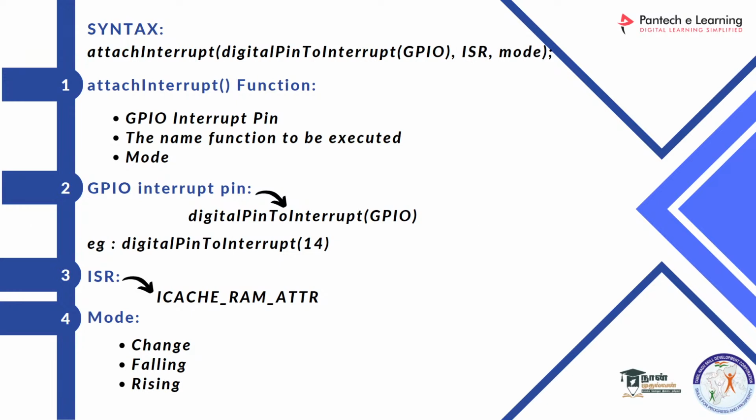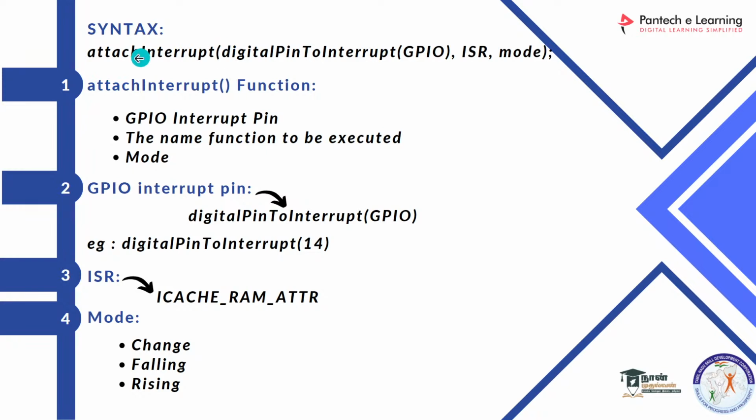So to create an interrupt, we have to call attachInterrupt and pass as arguments the GPIO interrupt pin, the ISR, which means which function to be called, and the mode. The ISR function must have the ICACHE_RAM_ATTR attribute declared. The mode can be rising or falling. So the syntax is attachInterrupt. Inside the brackets, you have to pass digitalPinToInterrupt, the GPIO pin, the ISR, and its mode. It can be either change, rising, or falling.